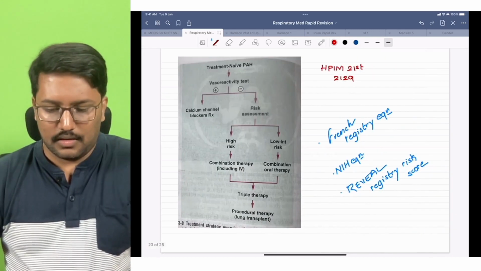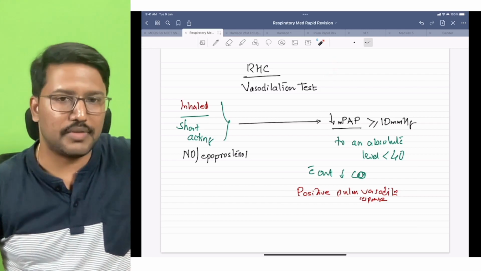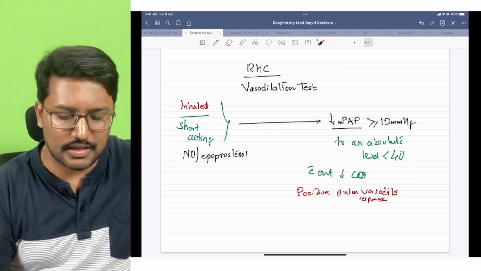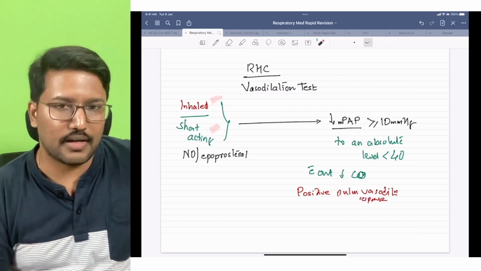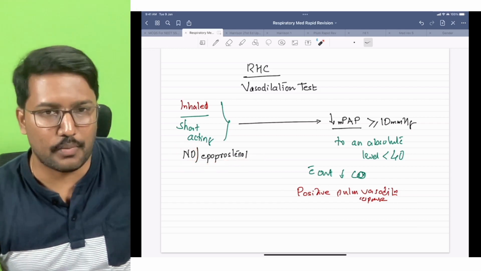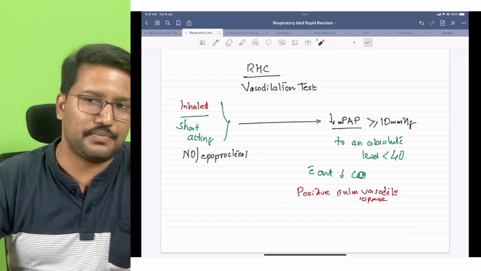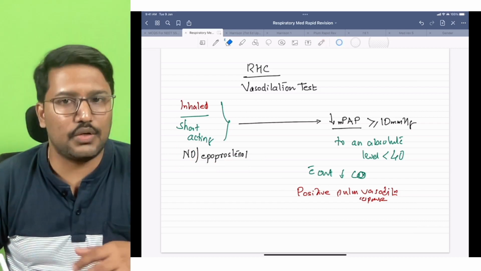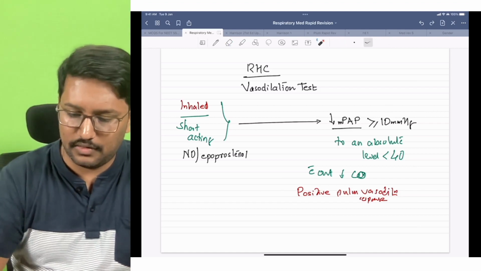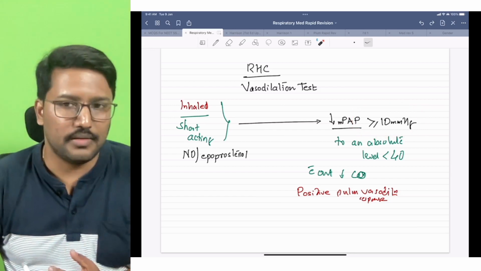Okay. Now comes the vasodilatory testing. Once you confirm that it is idiopathic pulmonary arterial hypertension, you do the vasodilatory testing. For that, you can use any short-acting inhaled vasodilatory agent. That could be nitric oxide or epoprostenol, which are available in inhaled form. Now, what are we looking at? We are looking at a reduction in mean pulmonary arterial pressure of more than or equal to 10 millimeters of mercury from its baseline, to an absolute level of less than 40 millimeters of mercury.